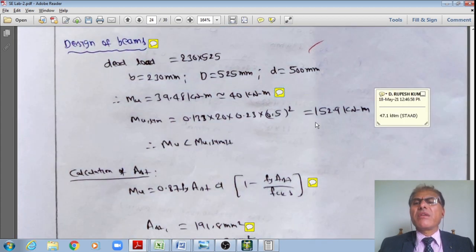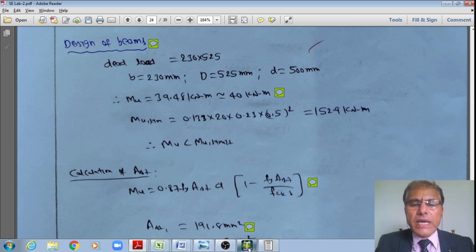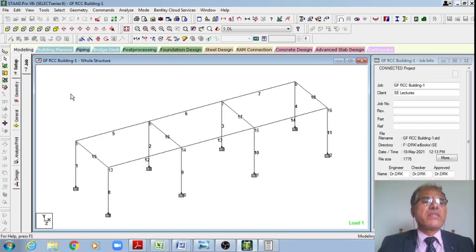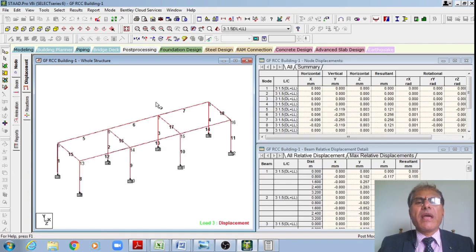There I got manually the moment 40 kilonewton meter. But let me check from the STAAD. I'm getting a result of 47.1 kilonewton meter. Let me go back to STAAD and check first of all what is that. I'll go to the post processing, student. I'll do that post processing for this load combination of 1.5 multiplied by dead load and 1.5 multiplied by live load.